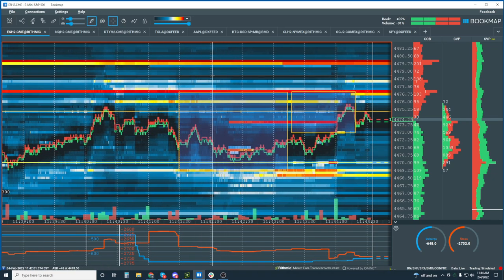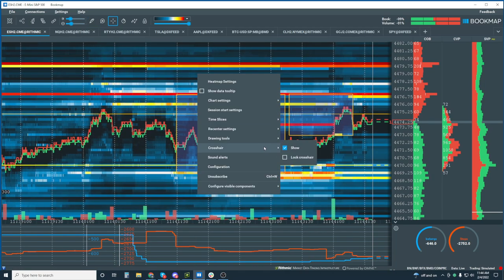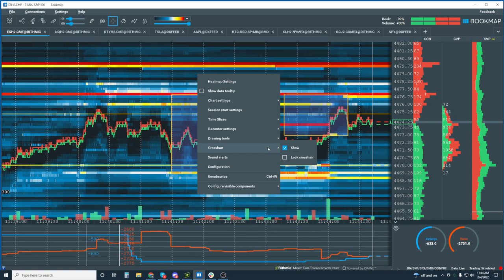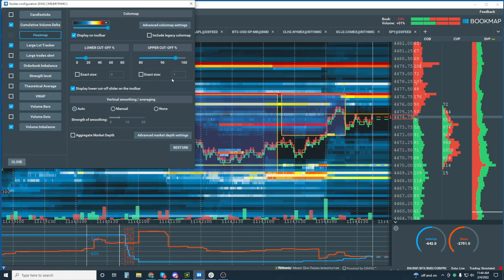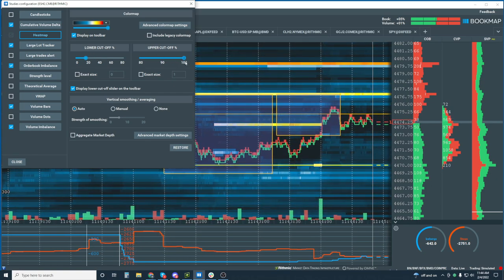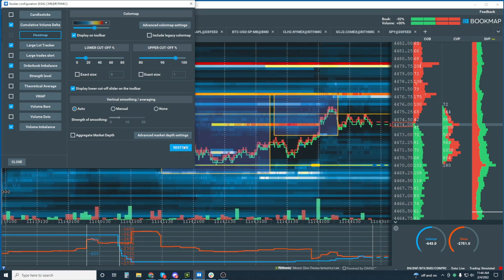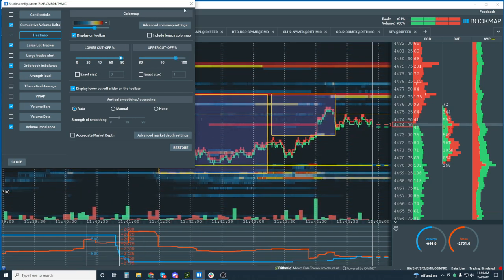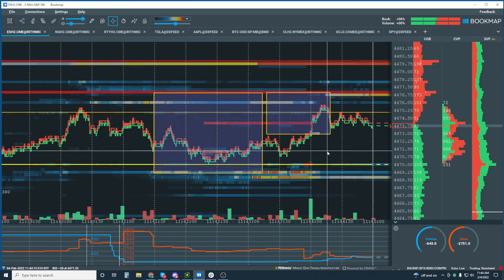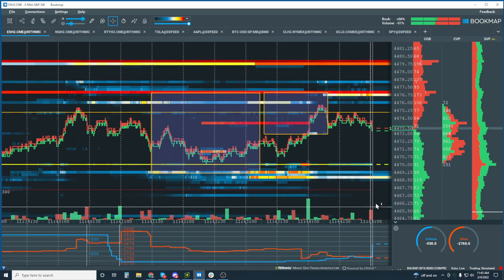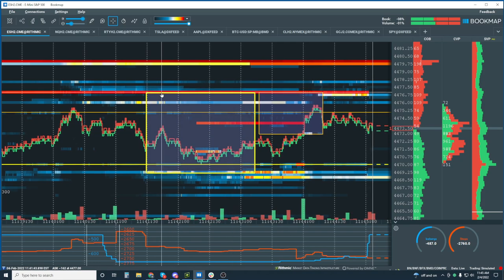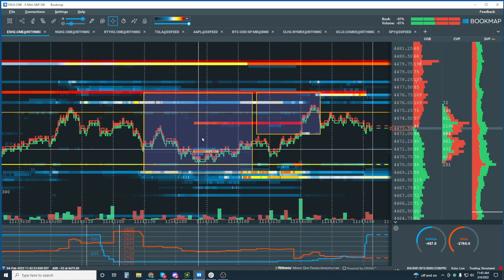In fact, let me go to the heat map settings and really skew it here. Actually, let's go back to default and I'll just skew that one. All right. Here we go. So this was our range in here, and then we had this skew in here.